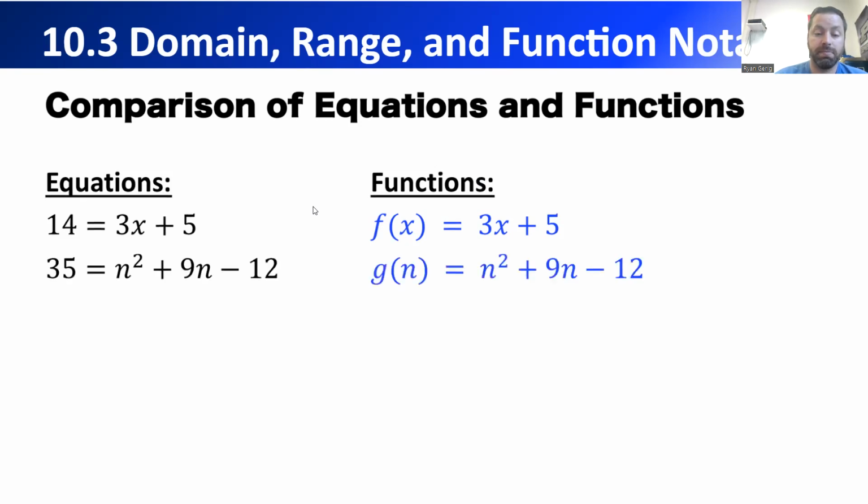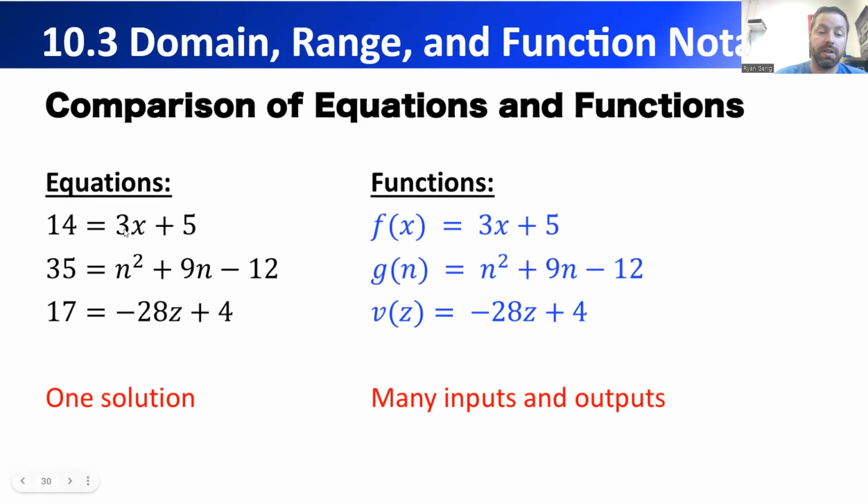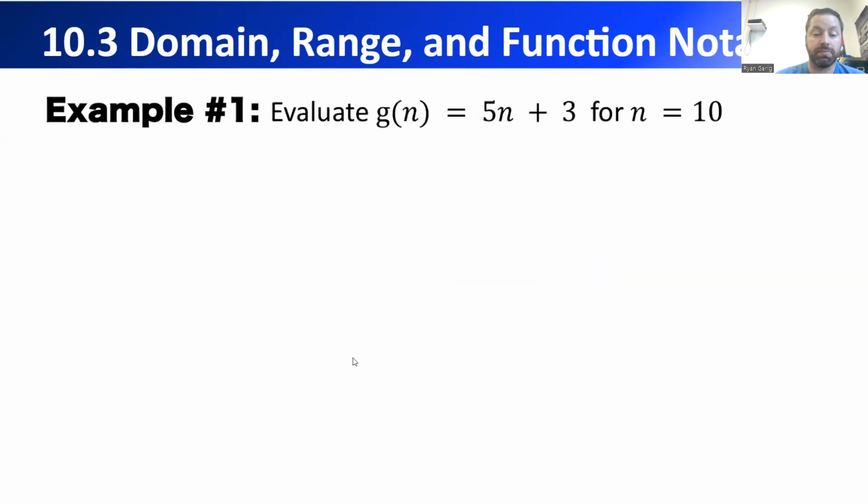Here's another example, and that's how you would write it as a function. Replacing what it's equal to with the name of a function. Another example there. And notice how I used f, g, and v. They're not variables. Those are just names. So this is the name. This is the function f. This is the function g, and this is the function v. Okay. Like I said, equations typically have one solution, and functions have many inputs and outputs.